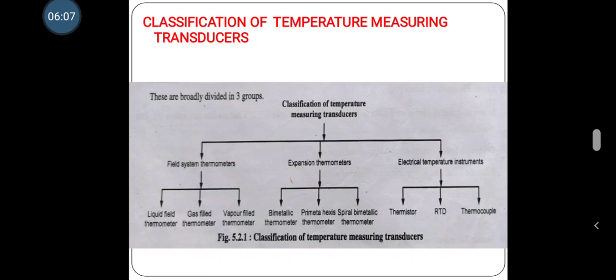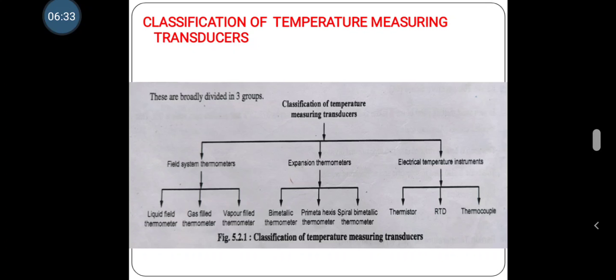First is a field system thermometer, another one is an expansion thermometer, and third one is an electrical temperature instrument. Now, field system thermometers are divided into three parts. First one is a liquid filled thermometer, another one is a gas filled thermometer, and third one is a vapor filled thermometer. But in case of the expansion thermometers, it is divided into three parts.